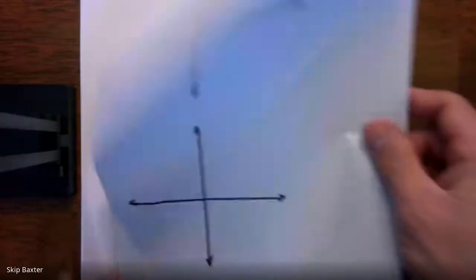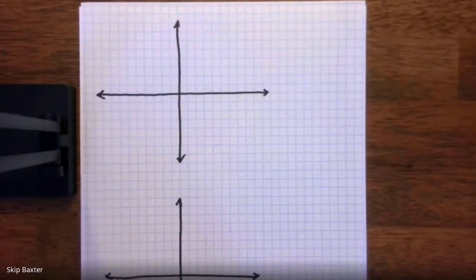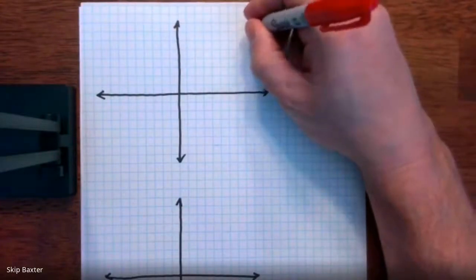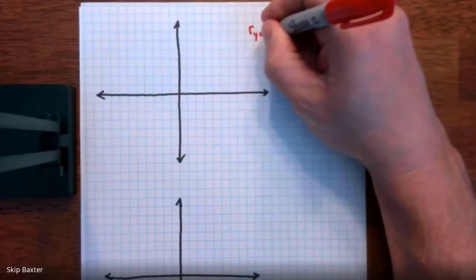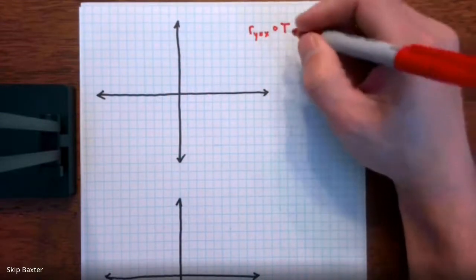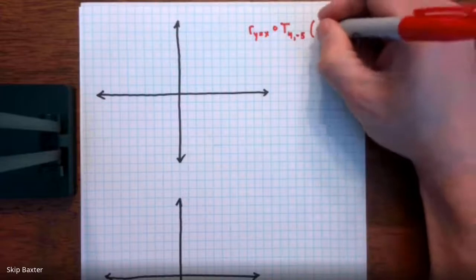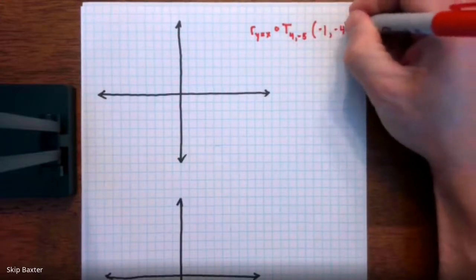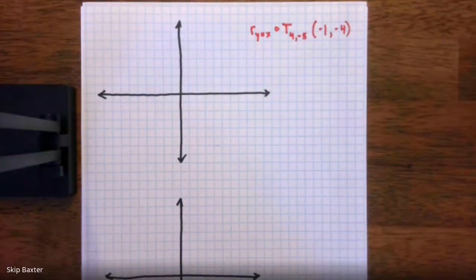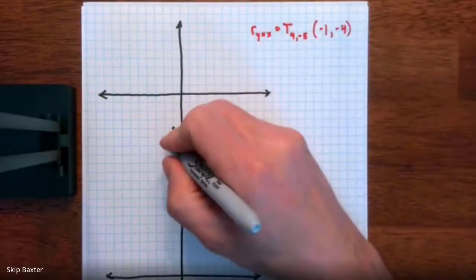All right, so let's do a couple examples. Here's some graph paper right here. Suppose they're asking me to do a reflection across y equals x composed with a translation of (4, -5) of (-1, -4). Okay, so I'm starting with the point (-1, -4). That's over here. That's where I'm starting. Let's call that point A.